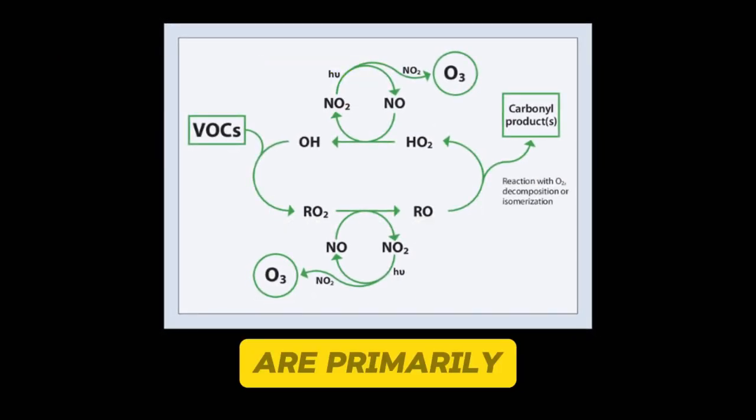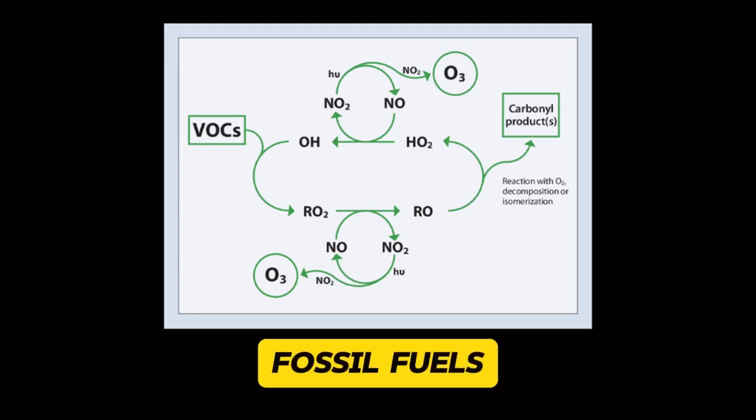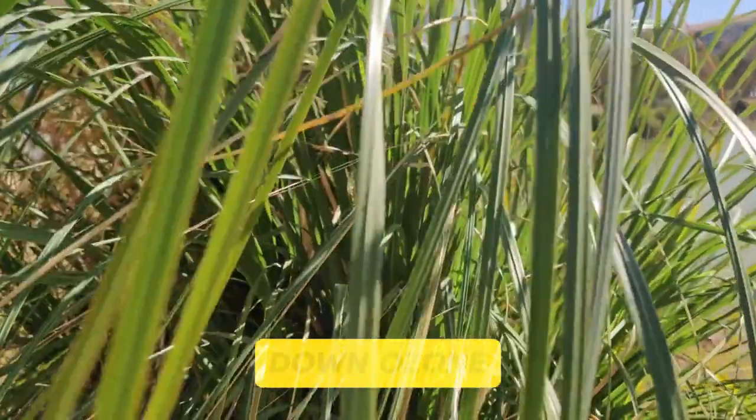Number 2, nitrogen oxides (NOx). NOx compounds are primarily released by human activities such as combustion of fossil fuels and biomass burning. In the presence of sunlight, NOx can react with ozone, breaking it down into oxygen and NO2, which can then react with other compounds to form even more reactive species that can also break down ozone.